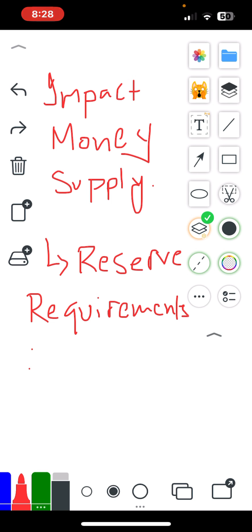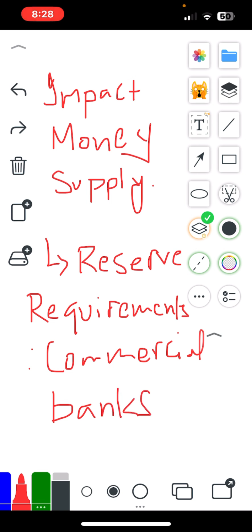And when it comes to reserve requirements, what you're saying is, you need to have 10% reserves to be able to continue working, continue doing business. This is for the commercial banks. So the commercial banks need to have 10% to be able to continue doing business. This would be an example of a reserve requirement.